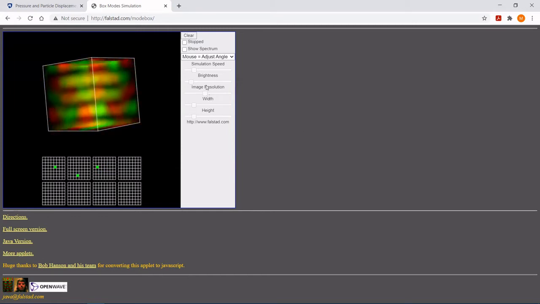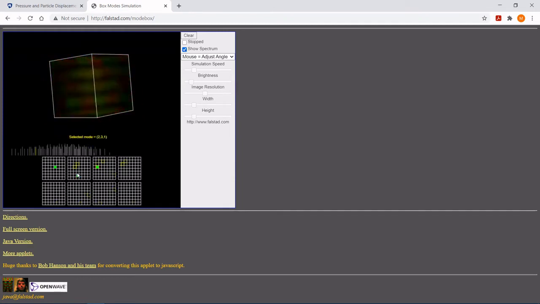Last thing we should do here. What happens if I click Show Spectrum? Well, I don't know how to interpret that. So moving on. Okay, I figured that out. Now, what I don't know is how exactly the modes are ordered here. Can I just refresh?